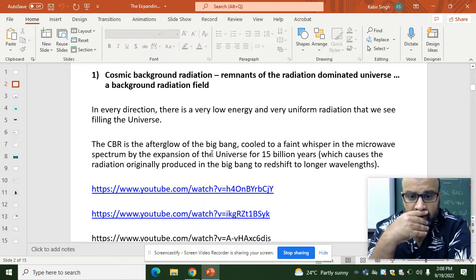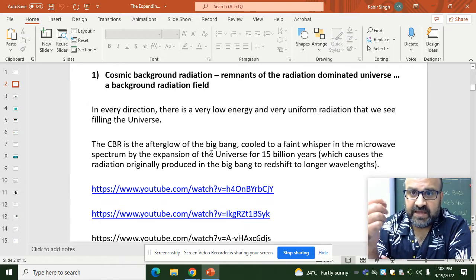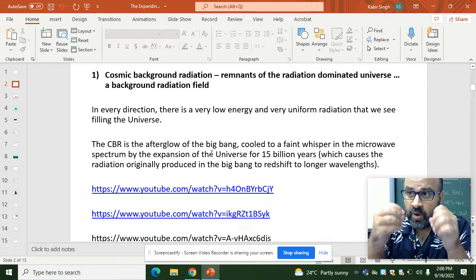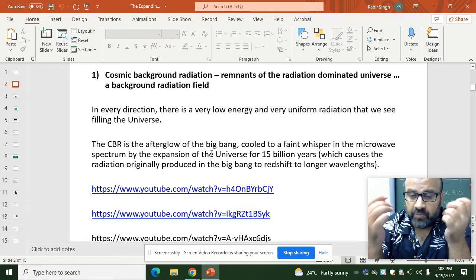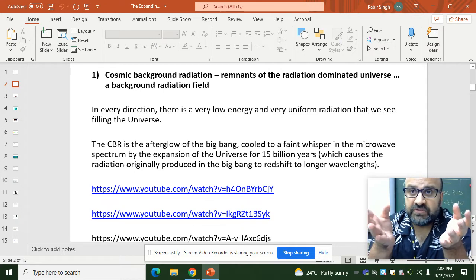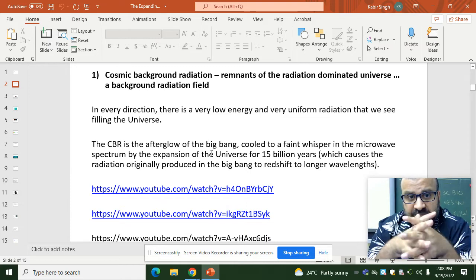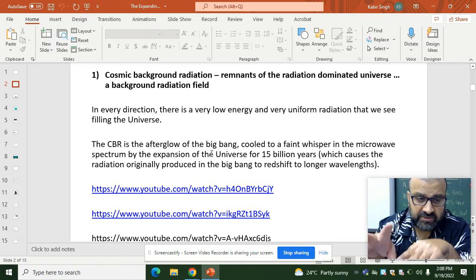Okay, so the first bit of evidence that the universe is expanding, right? It was at one point a radiation dominated universe that eventually cooled and formed matter. That is the cosmic background radiation. And I'll put some images up into the classroom, right?